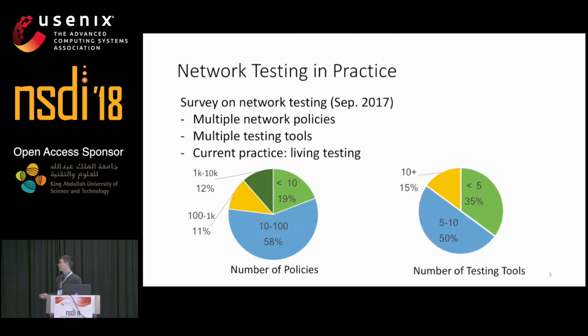In particular, we found that all the network operators we surveyed said that they have to use more than 5 different tools. About half of them said they have to use 5 to 10 different tools in order to test those policies. Finally, we found that in practice, operators are still relying on live testing. What does it mean? They have to inject all the traffic into a network and then see what the behavior is for each traffic in order to determine whether the policies are correct or not.